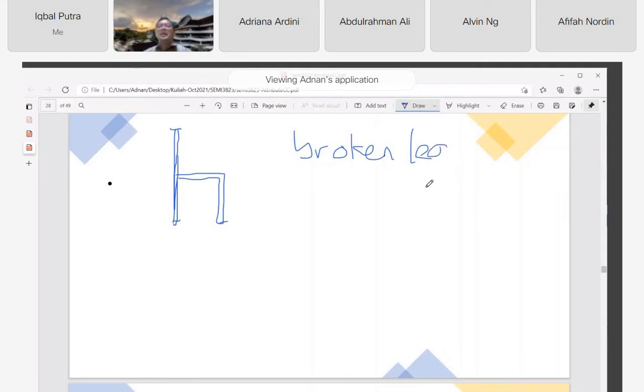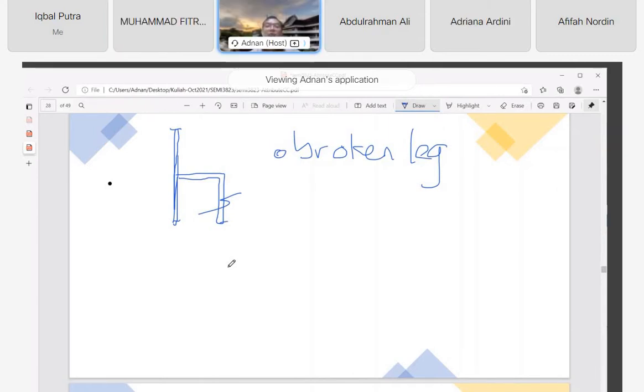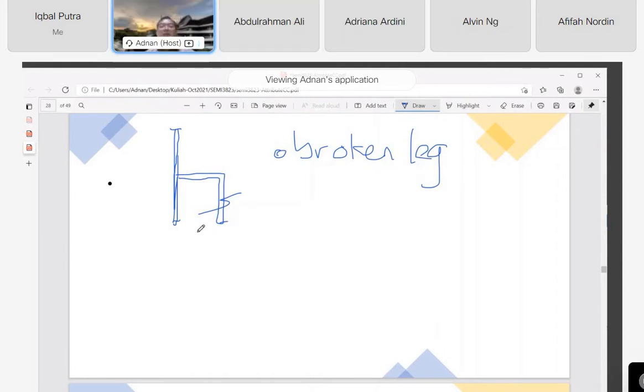Okay, can you use a chair with a broken leg? Is it safe or not? Katakan kaki ni patah. Selamat tak pakai? Selamat? Tak selamat. Boleh menyebabkan jatuh kan? Okay, jatuh mungkin akan dari kecederaan.